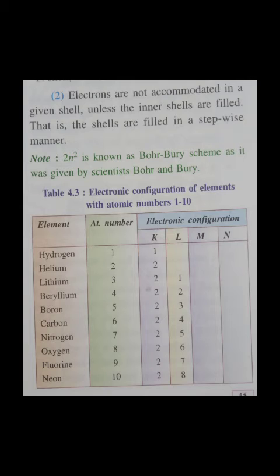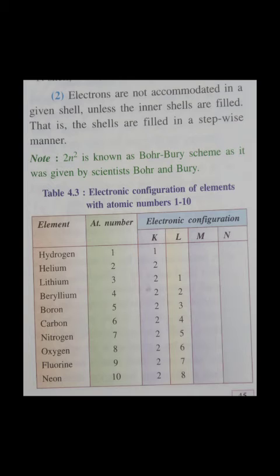But suppose we have two shells and two electrons, and you place one in the first shell and one in the second shell. That is not the correct arrangement. Once the complete shell is filled, then we will move to the next one. This 2n square rule is known as the Bohr-Bury scheme, as it was given by the scientists Bohr and Bury.